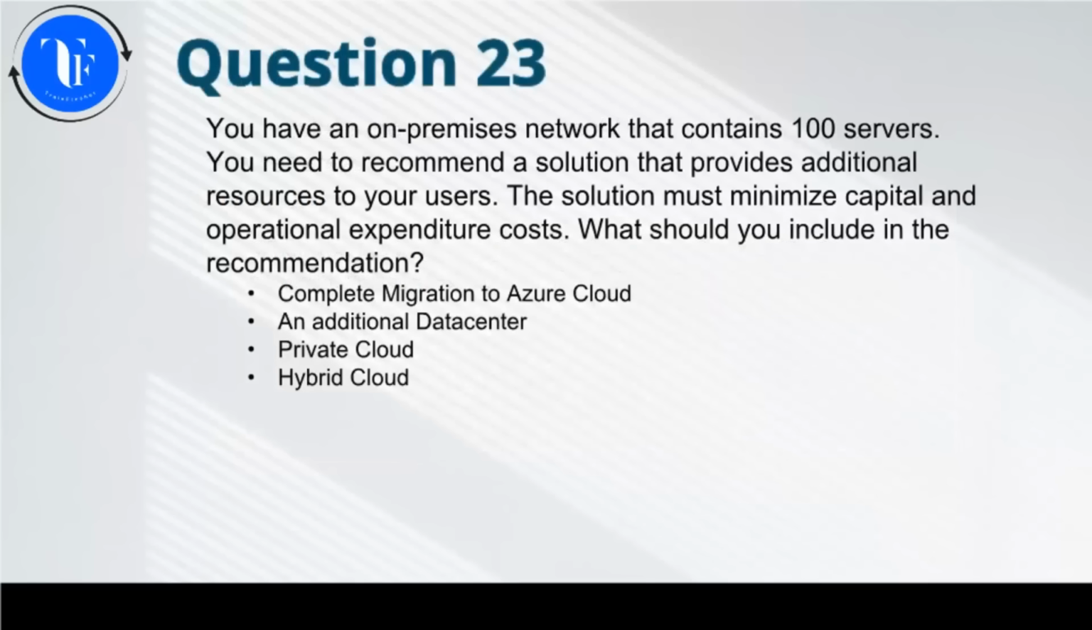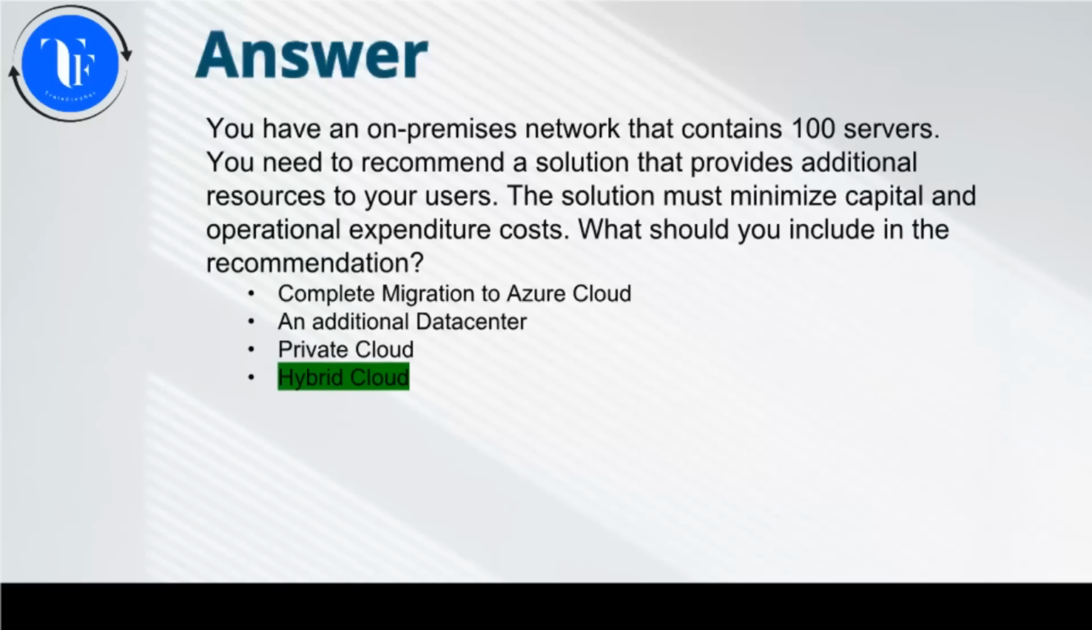Question 23. You have an on-premises network that contains 100 servers. You need to recommend a solution that provides additional resources to your users. The solution must minimize capital and operational expenditure costs. What should you include in the recommendation? Complete migration to Azure Cloud, an additional data center, private cloud, hybrid cloud. Hybrid cloud is the answer as it's the fastest and doesn't require high upfront capital for expansion.